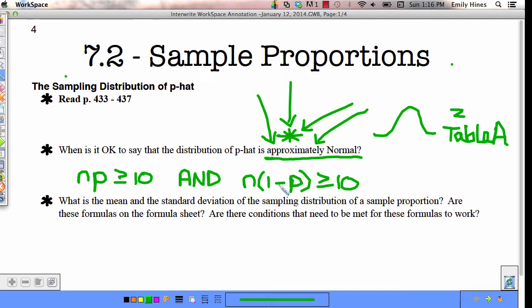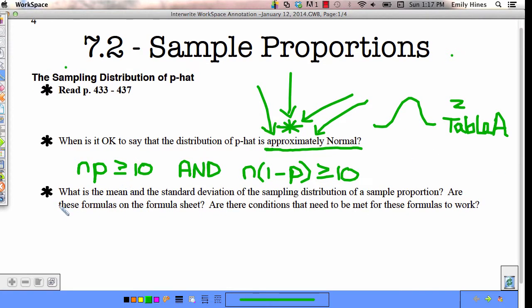And when it's approximately normal, that means we can draw pictures, do our z-scores, and use table A to find out the proportions of values less than, which would be like the probability of getting a sample proportion less than 10, or 0.1.